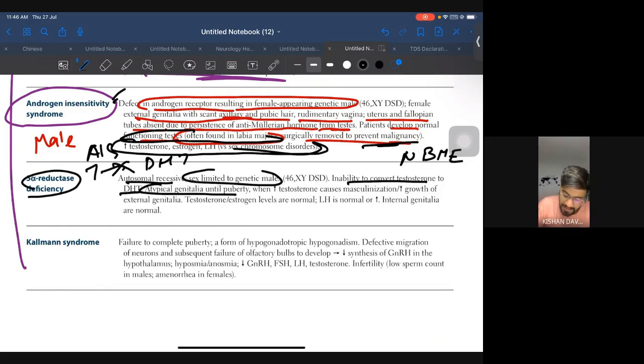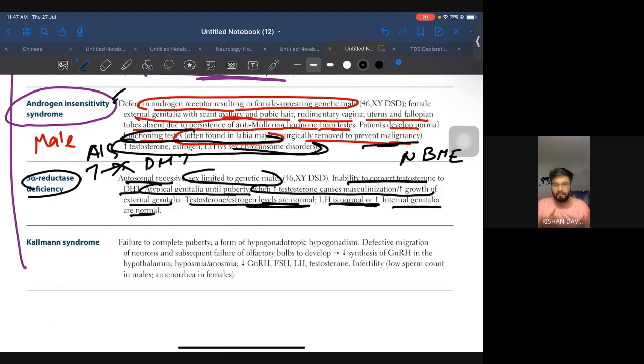Atypical genitalia until puberty, when increasing testosterone causes masculinization or increasing growth of external genitalia. Testosterone and estrogen levels are normal, LH is normal or increased, internal genitalia are normal. Okay, so if DHT function is lost, DHT was responsible for forming external genitalia. So mostly the problem will be in external genitalia. The rest inside will be normal.